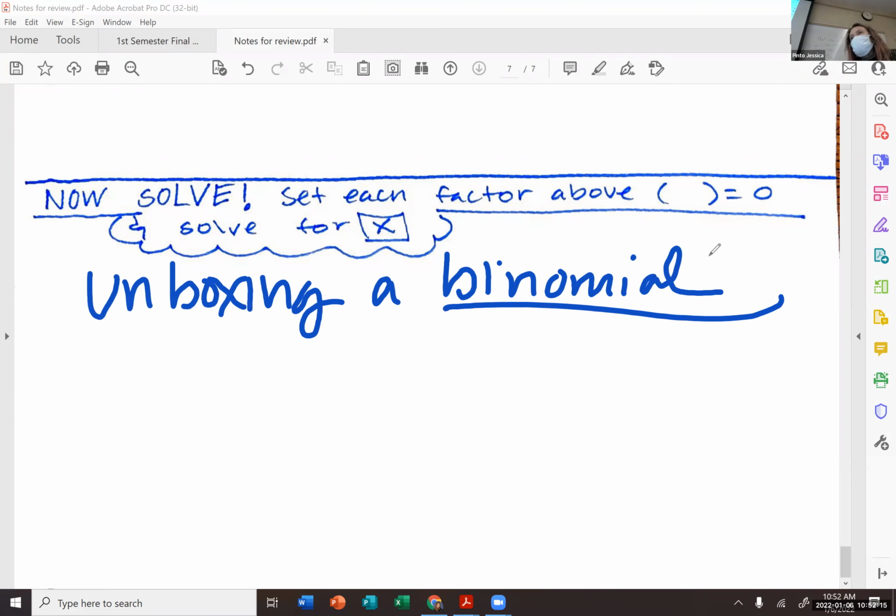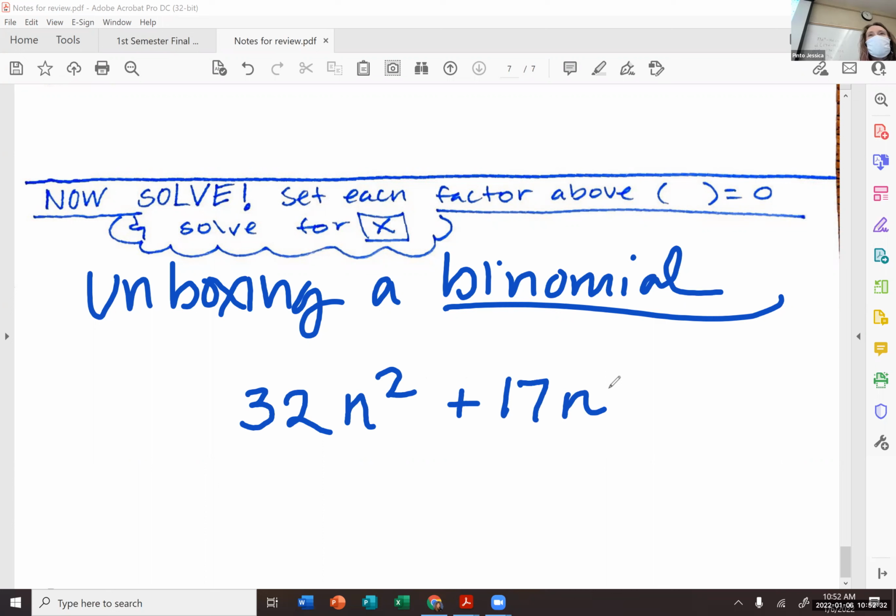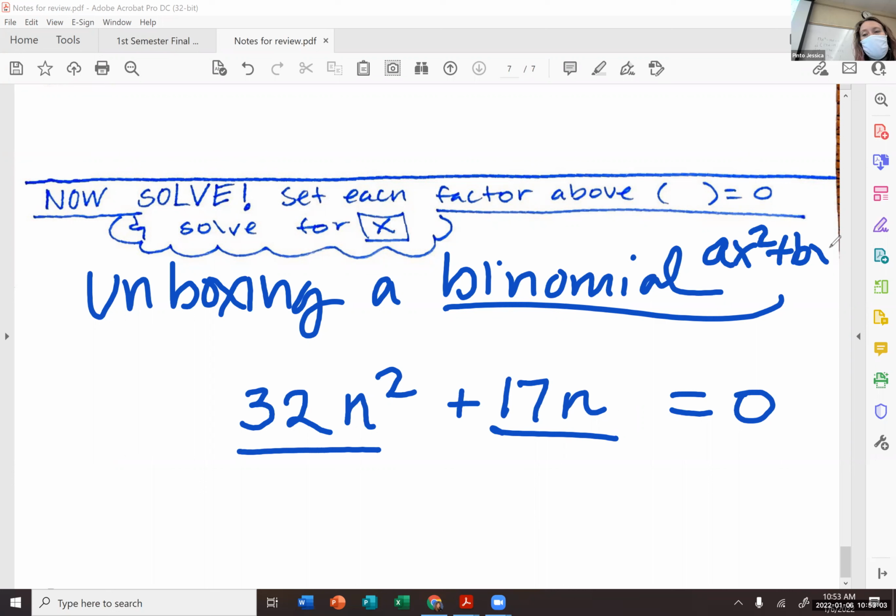Okay, this binomial looks like this. 32n to the second power plus 17n equals 0. So lame. Okay, it's a binomial. What makes this lame is that it doesn't have a constant. It doesn't have a C value. Can you recognize that this is a B value? How can you recognize that it's a B value? It has an n. It has a variable. We know that the A value always has an exponent of 2. So we can see that this is a binomial of ax squared plus bx.